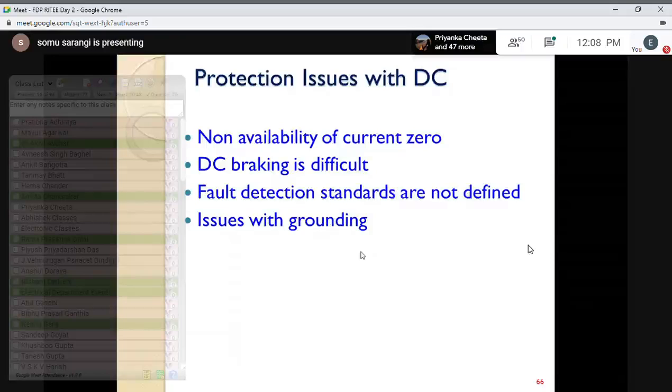Whatever the fault detection standards are there, issues with grounding were also there.